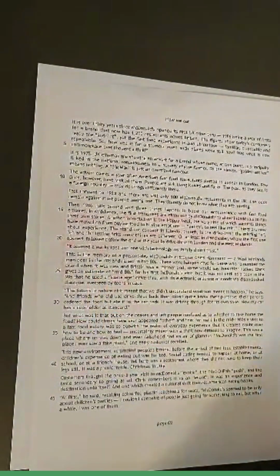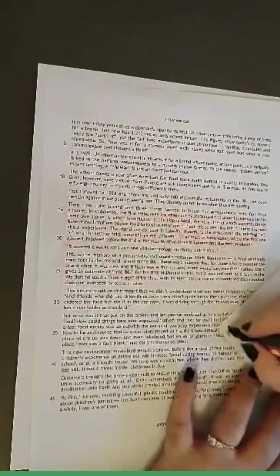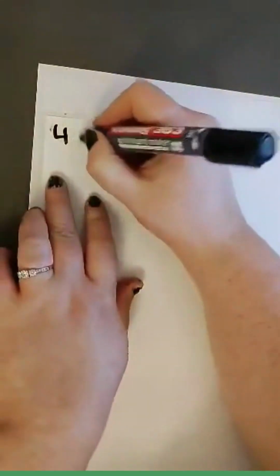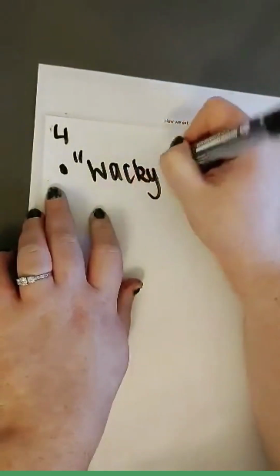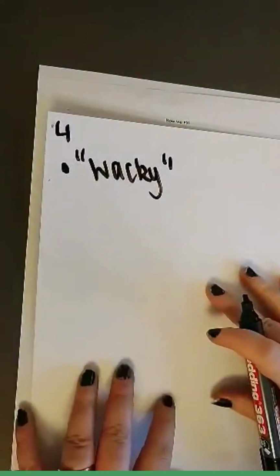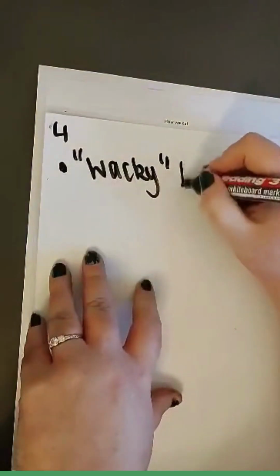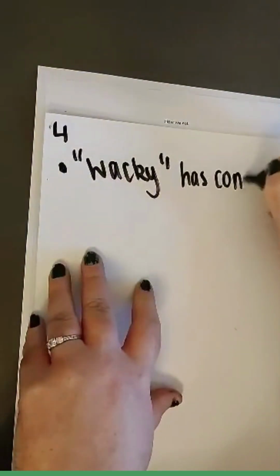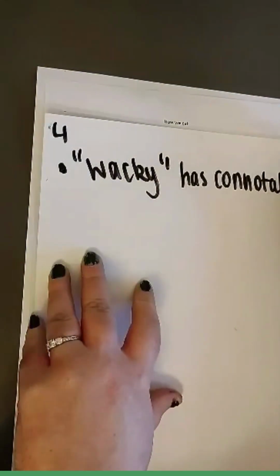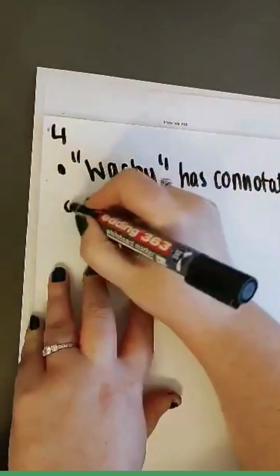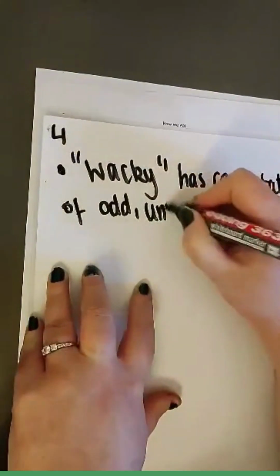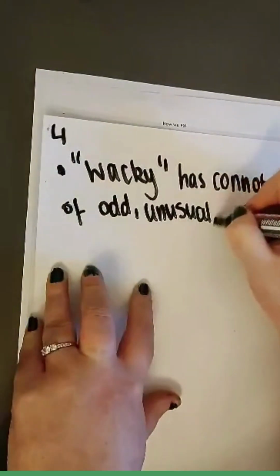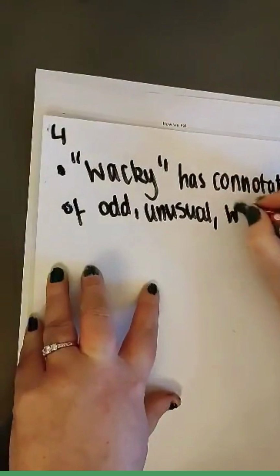And I think we will start with wacky. So this is question 4. And we're going to lay it out using that structure I gave you earlier. So we're going to start by quoting wacky. And then we're going to try and list 3 connotations that this has. So we're going to say wacky has connotations of, let's say odd, unusual, and we'll try and get a 3rd one, weird.